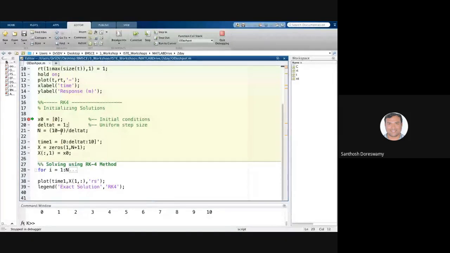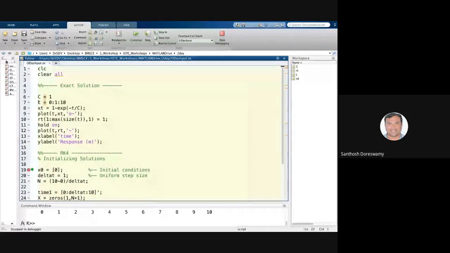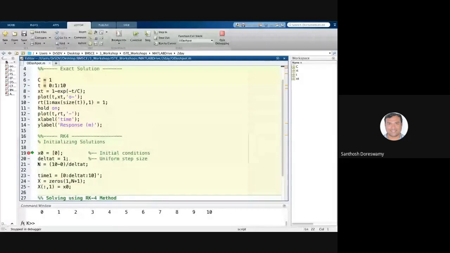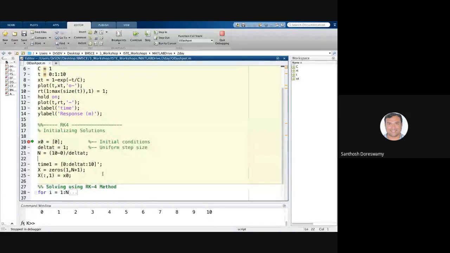So the number of steps that I have to move through is t final minus t initial divided by delta t. That gives me the number of steps. Once I get that number, I make up a vector of time 1, where we have a time stepping from 0 to 10. I'm using a different variable, t1, because I don't want to clash these values with the vector t. So I've created a new variable, time 1.